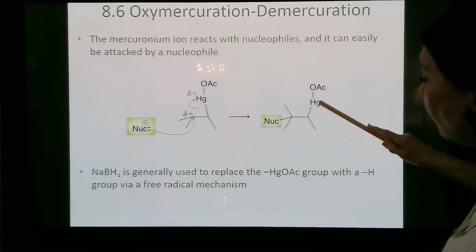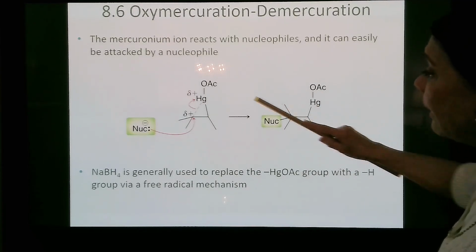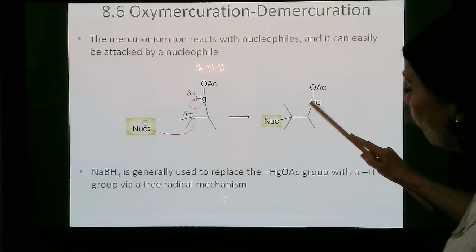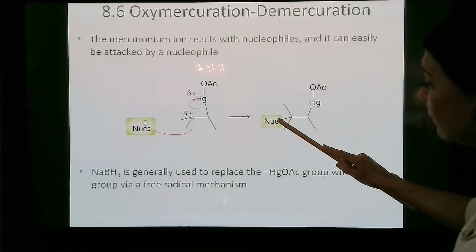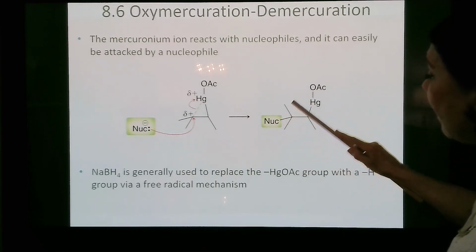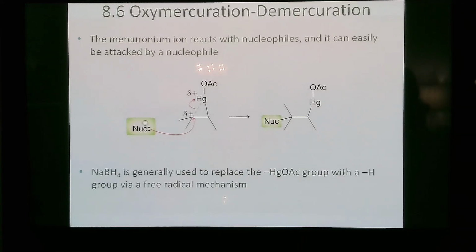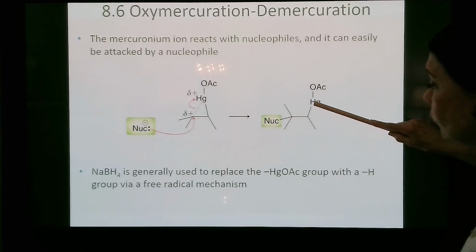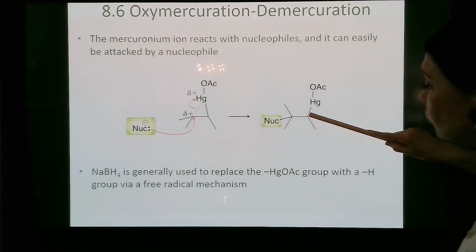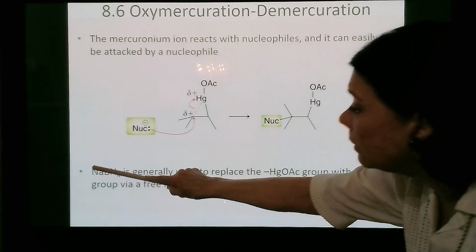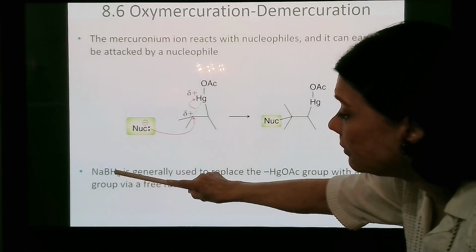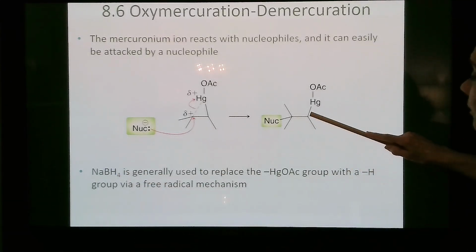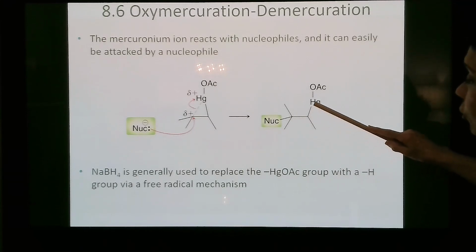Okay, so now you have a full bond to this one carbon, and now you have no bond at all to the other carbon because the attack by the nucleophile has displaced the mercury. Okay, and then sodium borohydride is used to replace mercury here. So this becomes CH instead of CHg. This donates H minus, and you get hydrogen here.